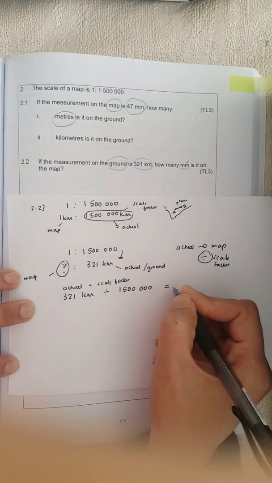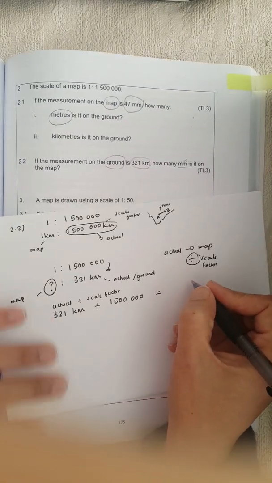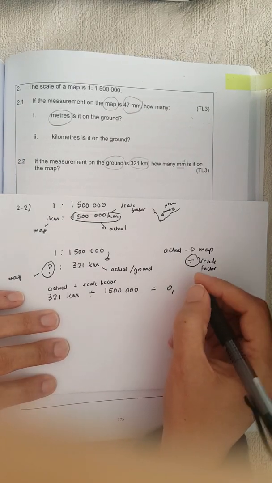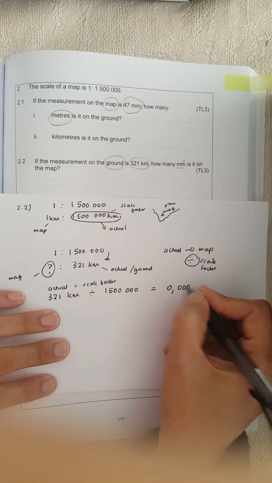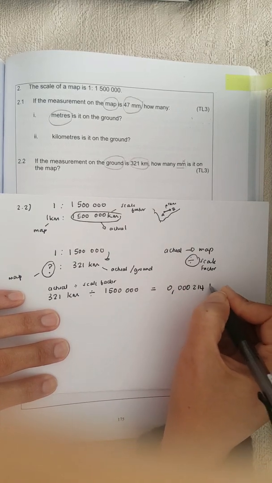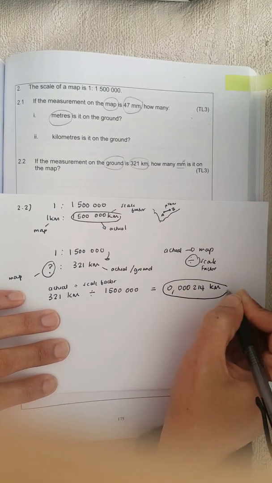And how much am I getting? Let me just copy the answer there. It's 0, how many zeros? 1, 2, 3 zeros. You put it in your calculator. 214 kilometers. Okay, so that's my answer.